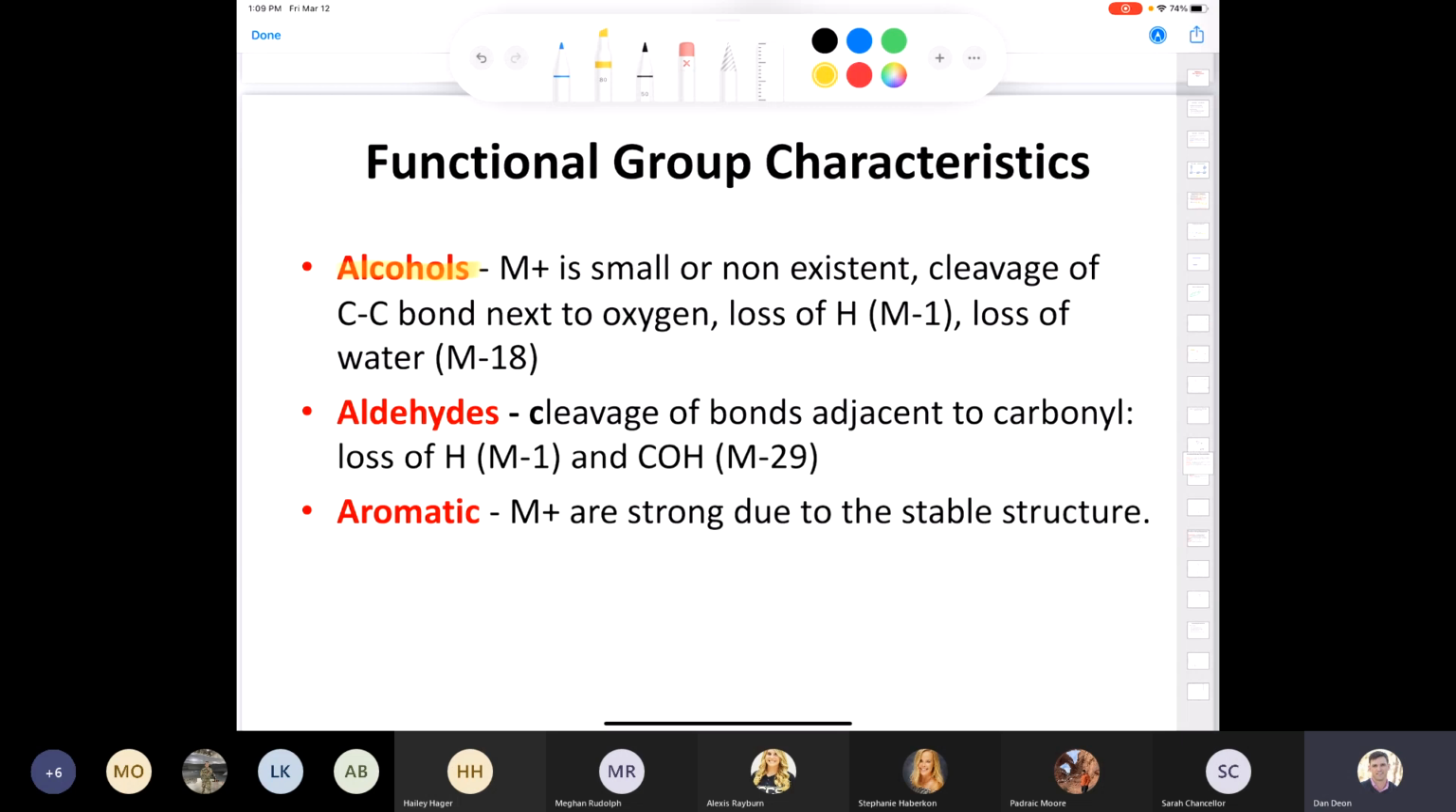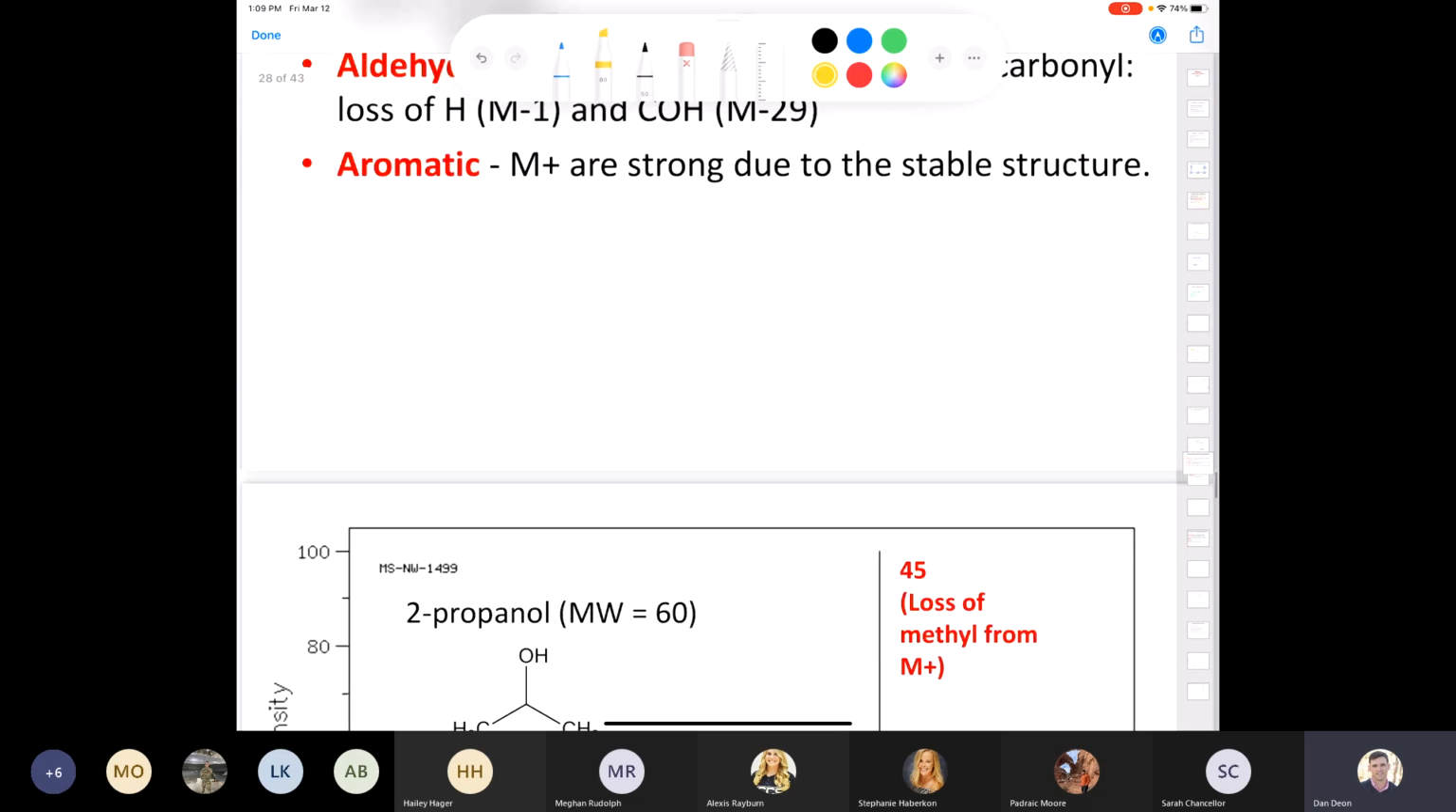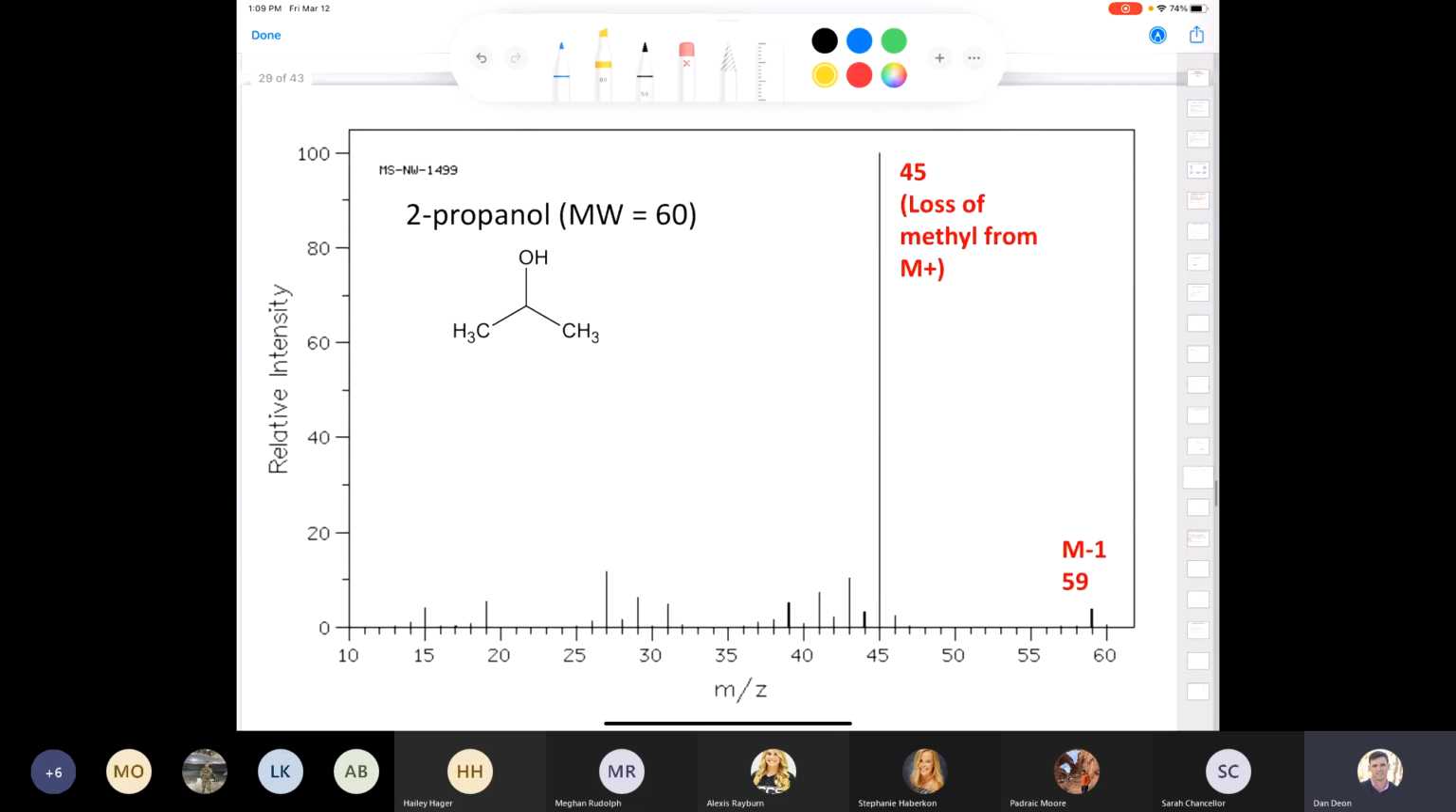Okay. What else? Cleavage of the carbon-carbon bond next to the oxygen, so that's an alpha cleavage. Loss of a hydrogen, M-1. Loss of water, of course, M-18. I think I have an alcohol in here. Yes, 2-propanol. So again, this would be an alpha cleavage that's occurring here, the loss of the methyl.